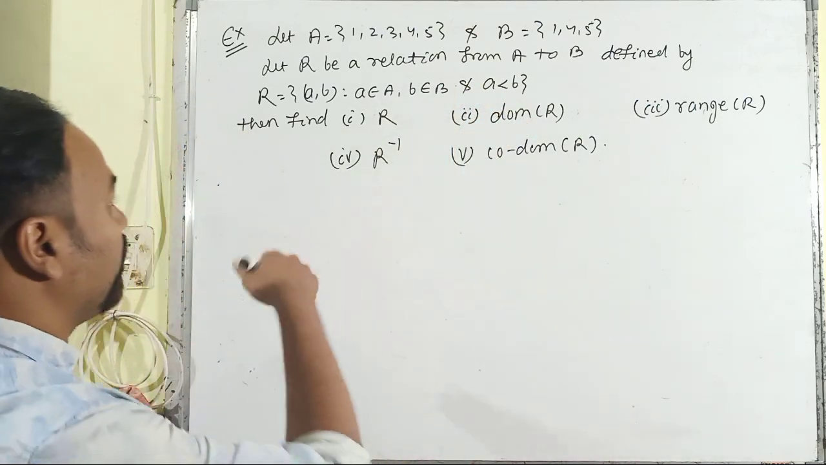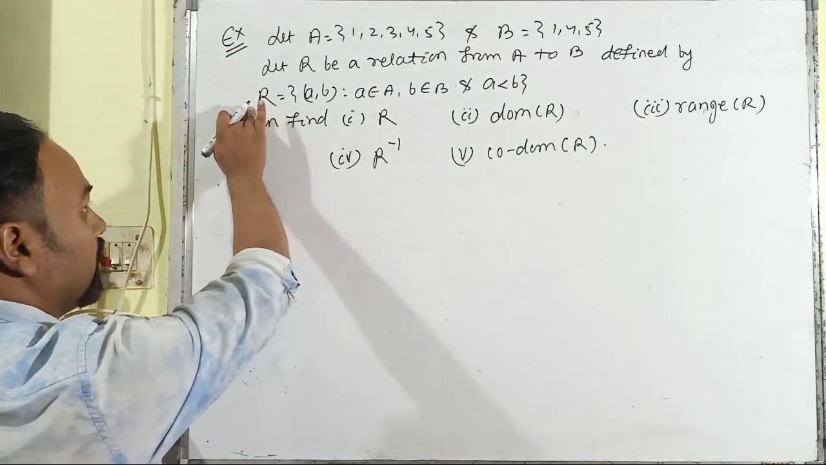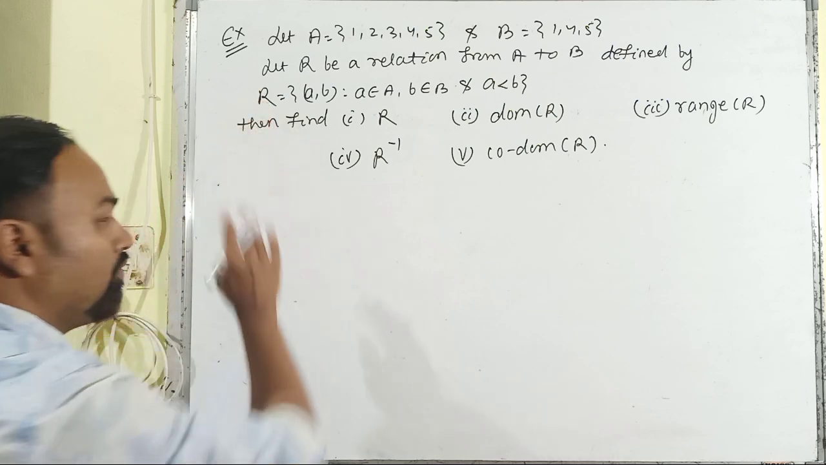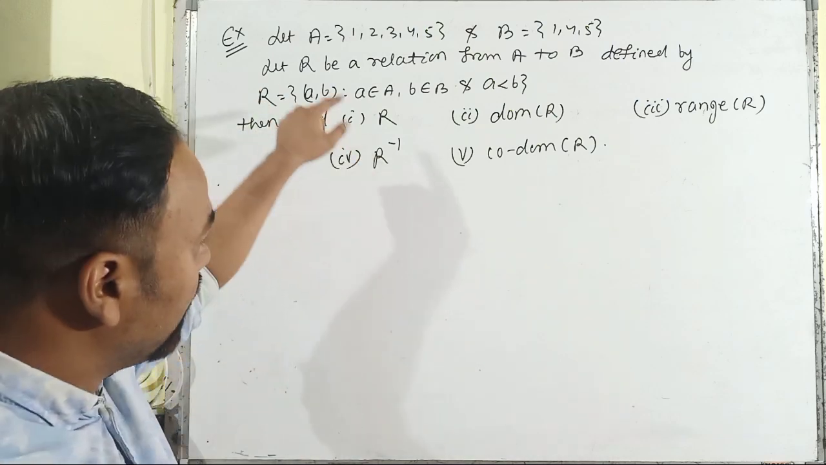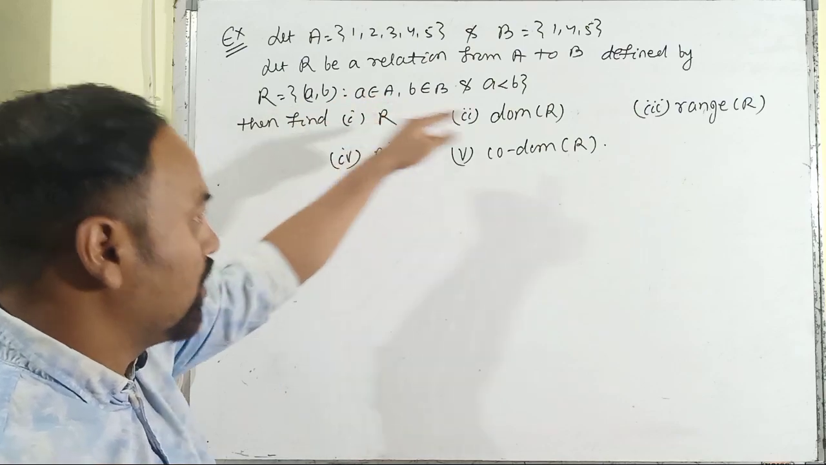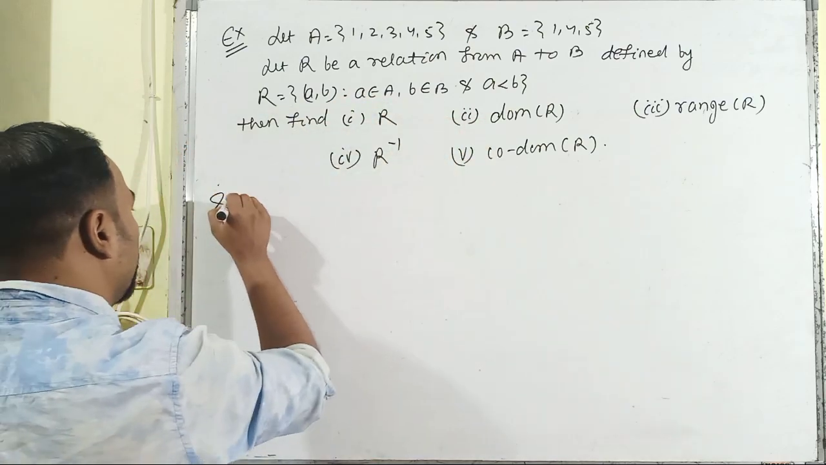Then we have to find out these things from the given relation, this given condition. First of all, we have to find out the relation, and it is in the first bit. Then after finding out the relation, you can find the next 4 things easily. So let us go through the solution.